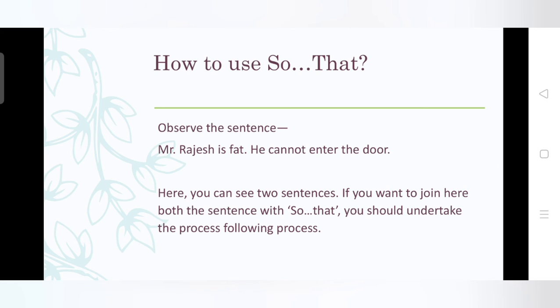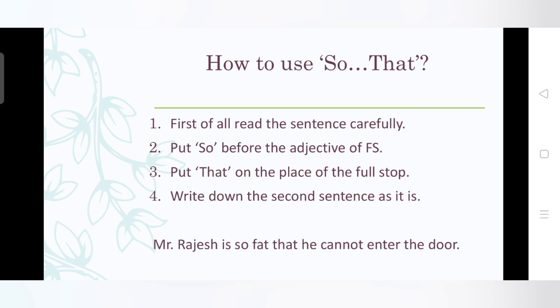Here you can see two sentences. If you want to join both the sentences with so that, you should undertake the following process. What process should you follow to join these two sentences with the help of so that? First of all, read the sentences carefully. This is the first and foremost step. Now the second thing, put so before an adjective of the FS.